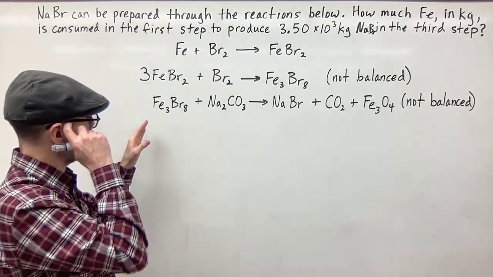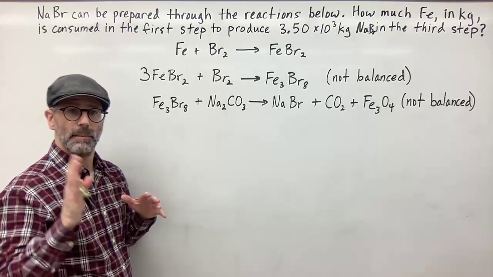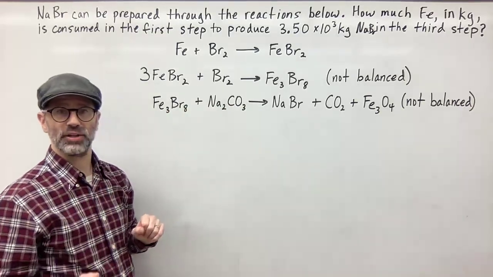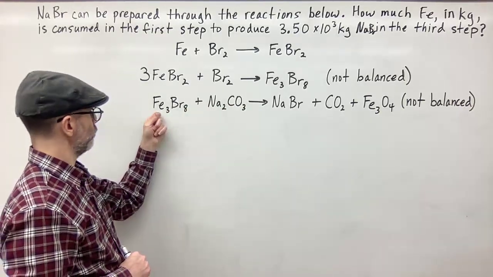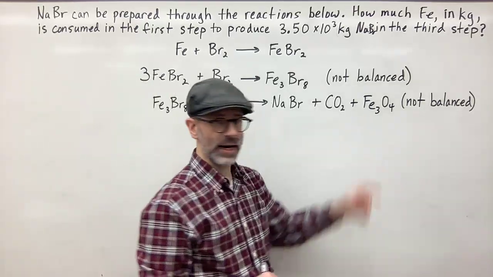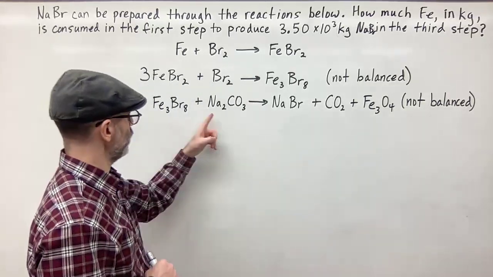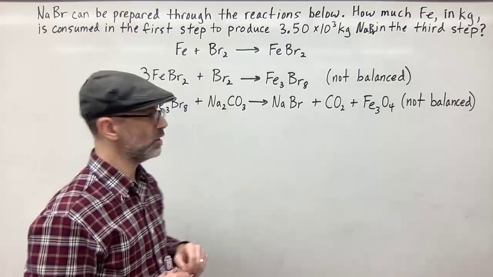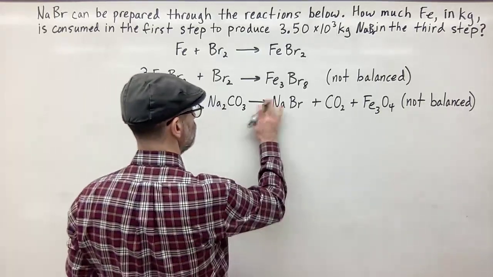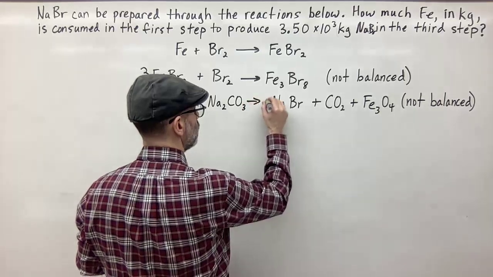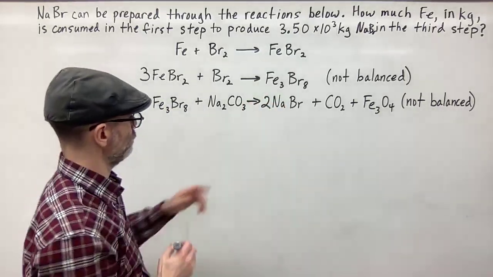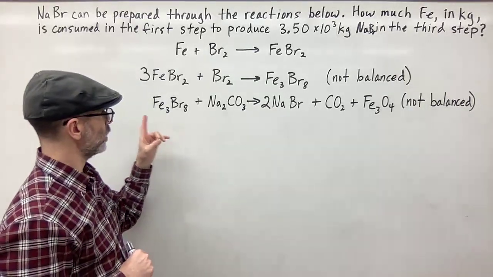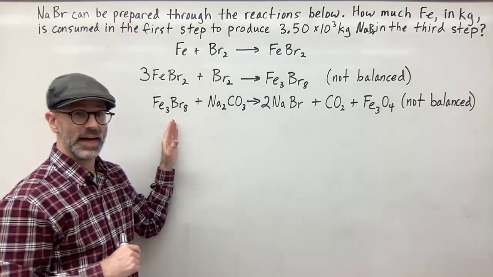And last but not least, we have this equation to balance. So again, metals before nonmetals. Iron and sodium are metals, so we'll balance those first. Here I have 3 irons, and here I have 3 irons, so that's balanced. Here I have sodium. I have 2 sodiums here, but I only have 1 sodium there. So I'm going to put a 2 coefficient there. So now I have 2 sodiums. So that's balanced.